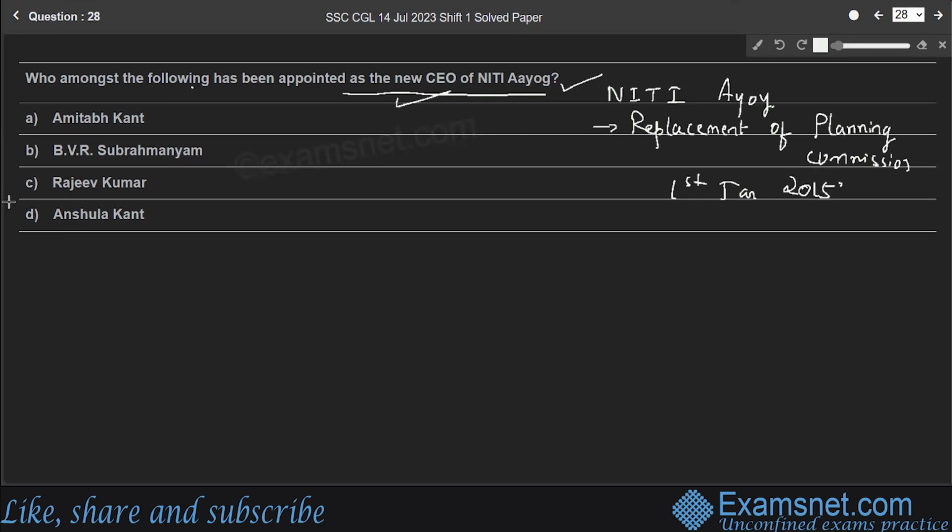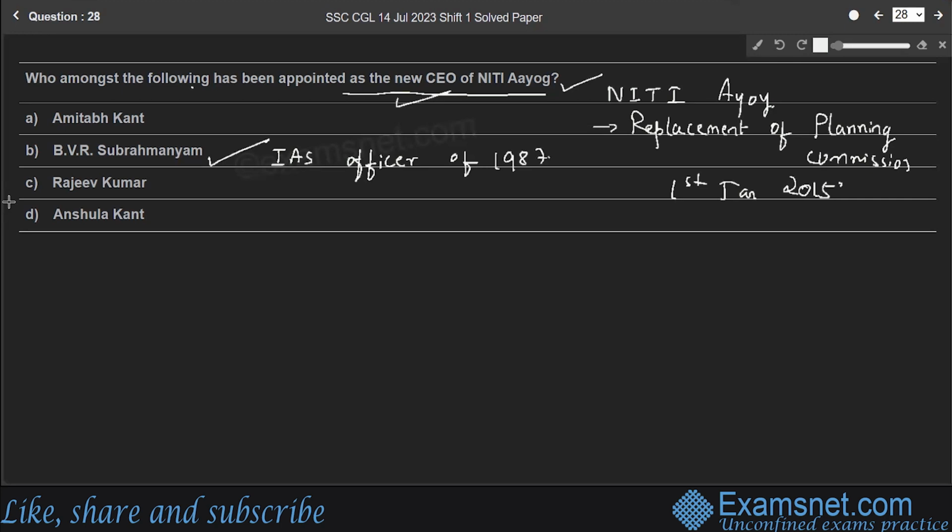So among the four, option B, B.V.R. Subramaniam, right, has been appointed as the new CEO. An Indian Administrative Service officer, an IAS officer of the 1987 batch. So he was an IAS officer of the 1987 batch, Chhattisgarh cadre.